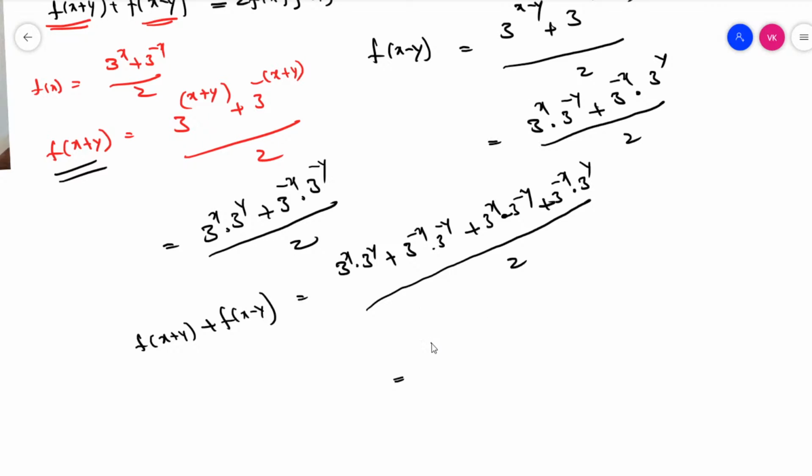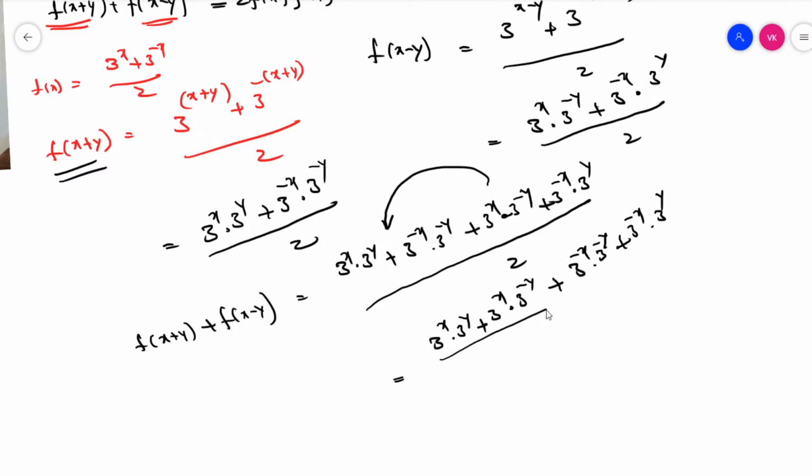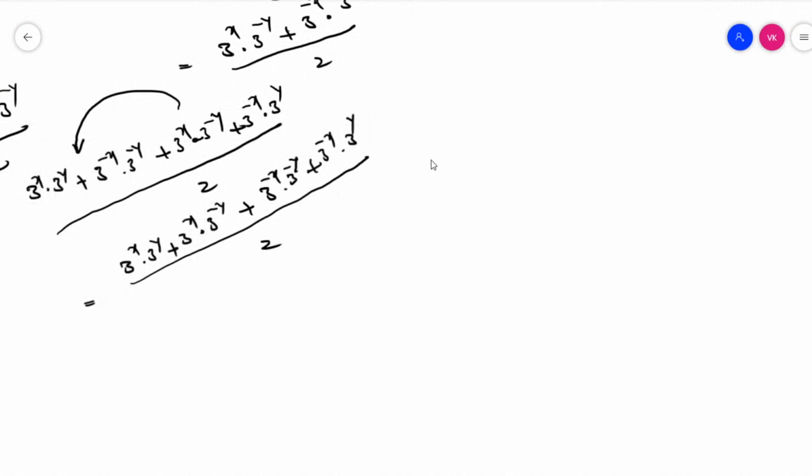Yes, 3 power of x into 3 power of y plus 3 power of x into 3 power of minus y. I change the places of both of them, and plus 3 power of minus x into 3 power of minus y plus 3 power of minus x into 3 power of y, whole by 2. Okay, now I will take common from them here.